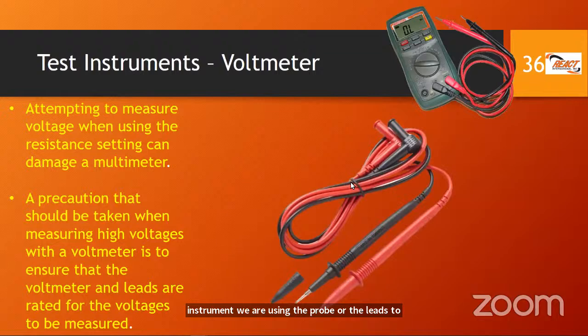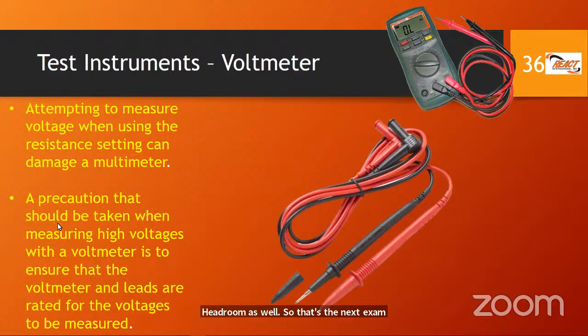If we are going to measure up to 600 volts, we should use an instrument that's rated for 600 volts. We should use leads that are rated for 600 volts. Or whatever it is rated for must match what we are going to measure, and with a safety headroom as well. So that's the next exam question.